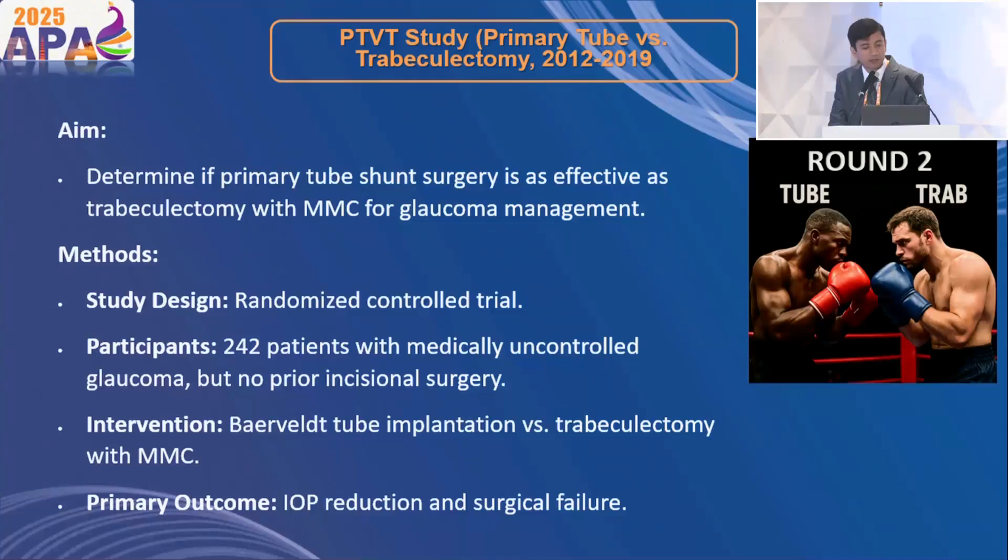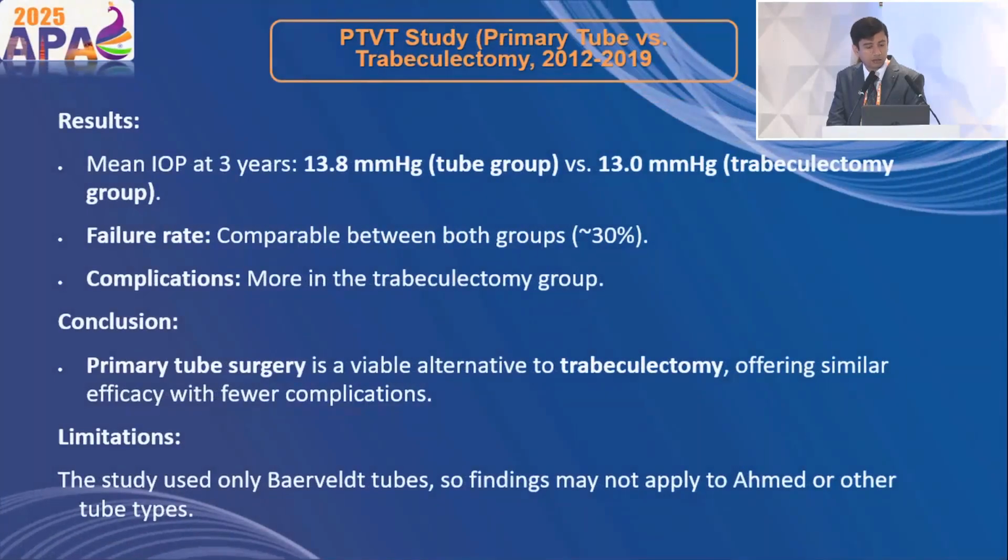Coming on to the second one, the Primary Tube versus Trab. Like I told, the first study had a previous surgery. This was without any previous surgeries. They randomized into Baerveldt versus trab, and had similar IOP at 3 years. Failure rates were also comparable. More complications with trab. So they concluded that primary tube surgery may be a viable alternative to trab because of fewer complications. But again, the limitation was that this was only Baerveldt, so it might not apply to the other implants.